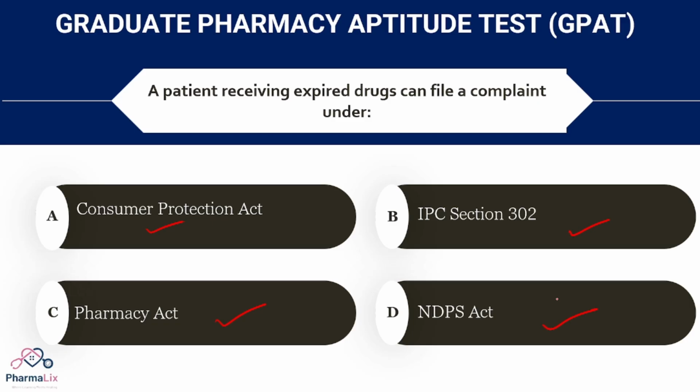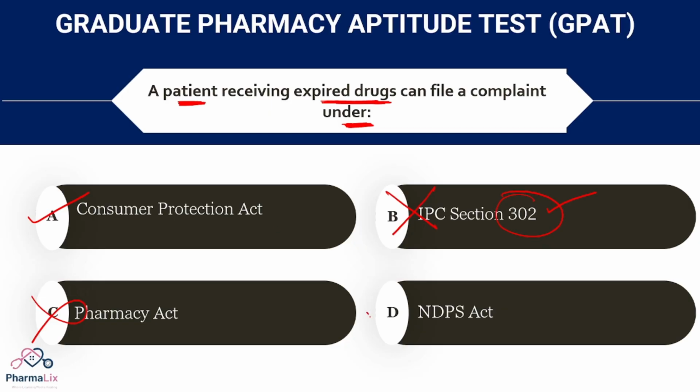For this you need to know all these one by one. So someone who is a patient who has received expired drugs, now he wants to file a complaint. Where should he do it? Should he do it at the Consumer Protection Act? Might be, because he is a consumer. Should he do it under IPC 302? For this you also need to know IPC 302. So IPC 302 is not for the consumers or the expired drugs. Or is it about the Pharmacy Act? No, the Pharmacy Act only talks about the PCI and its body and its constitution and members.